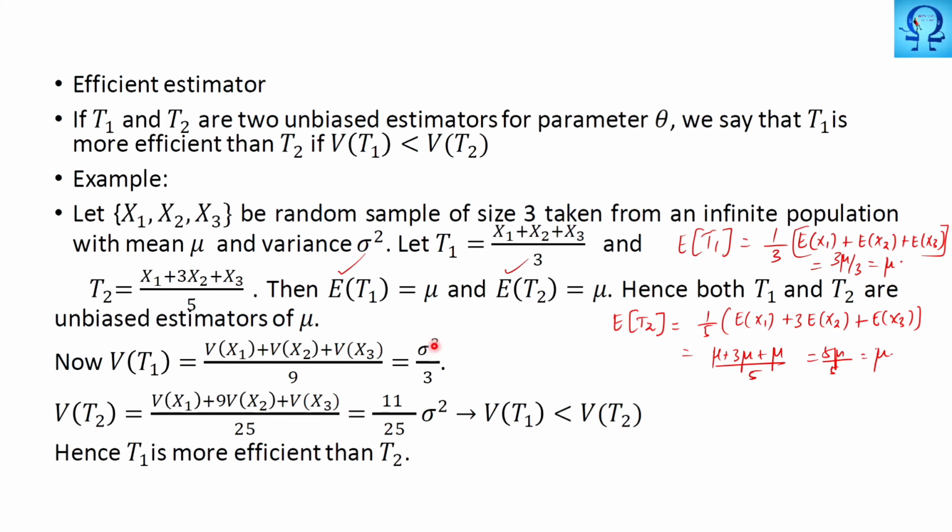When we compare these two, sigma square is some fixed quantity. So you need to compare the values 1 upon 3 and 11 upon 25, and you get that V of T1 is smaller than V of T2. In this case, we come to the conclusion that T1 is more efficient than T2 when estimation of theta is concerned. Remember, here both T1 and T2 are estimators of theta.